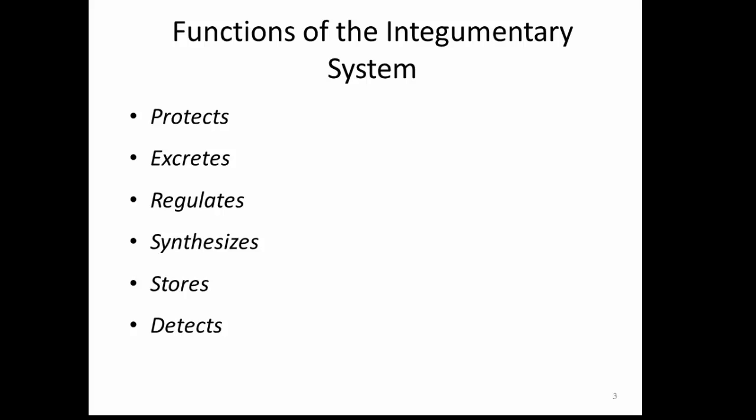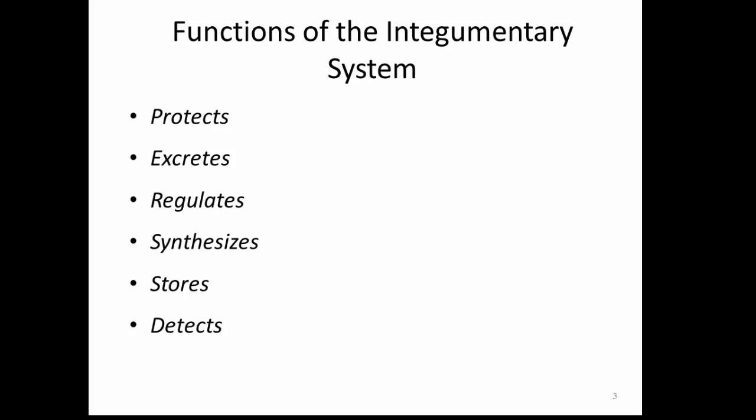The integumentary system synthesizes. By that I mean that it makes something that our body uses. And it happens that skin makes a vitamin called vitamin D. And vitamin D helps us to absorb calcium in the small intestine. And the integumentary system stores, and by that I mean that it's able to store fat. In the hypodermis or subcutaneous layer, we have quite a bit of fat that is storing lipids for energy.